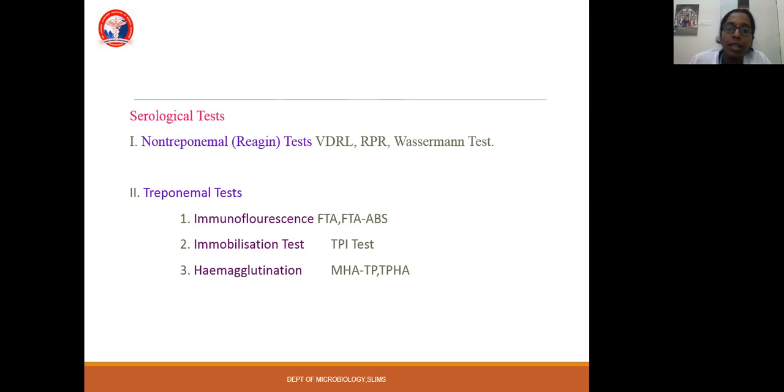So why do you do these titers? Titers are done to check whether the treatment is working or not. If the patient has a 1:16 titer, after treating you can look for whether the titer is decreasing or not. These are the non-specific tests because we are using the reagin antigen, which I told you is cardiolipin, lecithin and cholesterol.